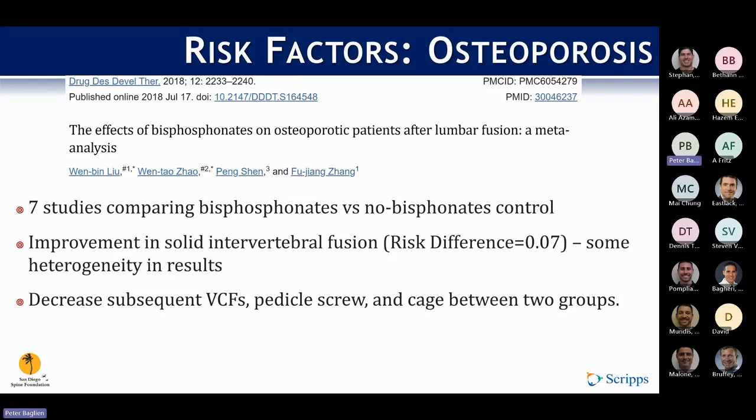So what to do about osteoporosis? This was a meta-analysis looking at 7 studies comparing bisphosphonates to a no bisphosphonate control. I think there's some older thought process that bisphosphonates could potentially cause issues with fusion. But out of this study, they showed that there wasn't really any increased risk, certainly. And actually, there were some protective factors for pseudoarthrosis with regards to having patients on bisphosphonates prior. There was also decreased risk of vertebral compression fractures, pedicle screw loosening, and cage loosening between the two groups.